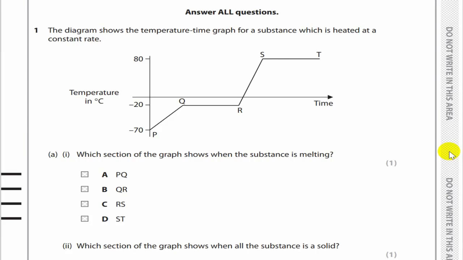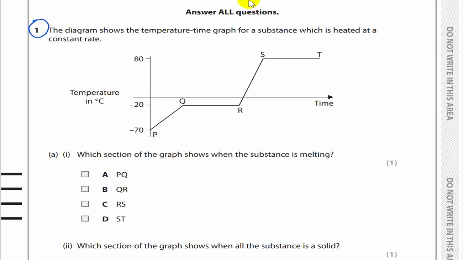Answer all questions. Question number 1. The diagram shows the temperature time graph for a substance which is heated at constant rate. It is a temperature time graph. On the horizontal axis it is time and on the vertical axis temperature in degrees Celsius.